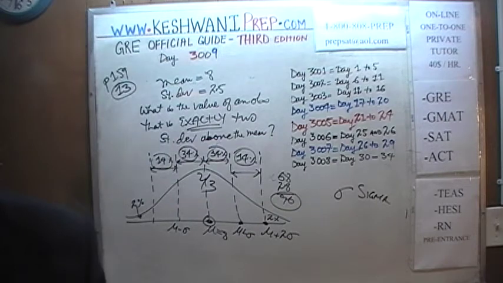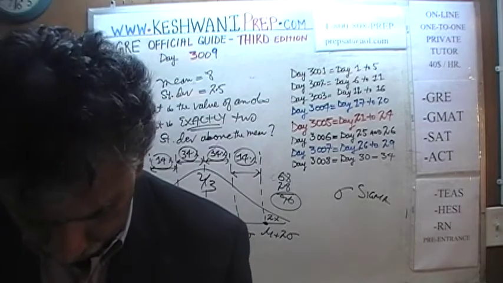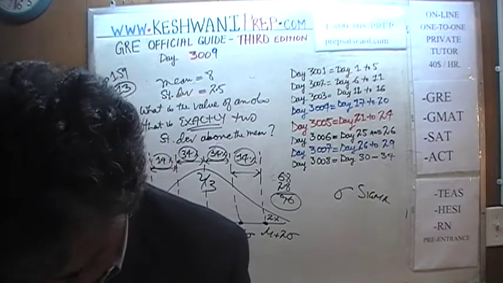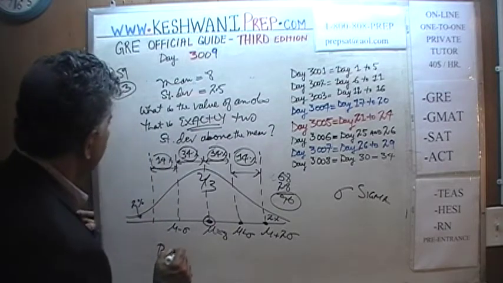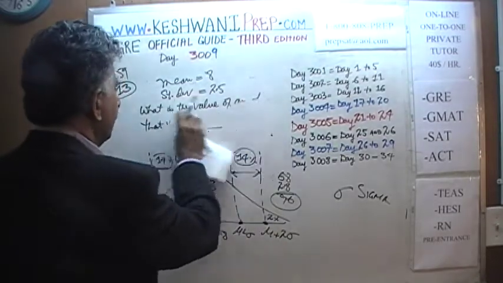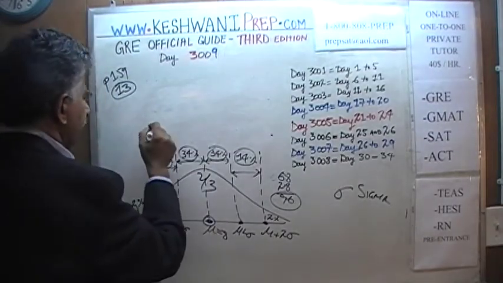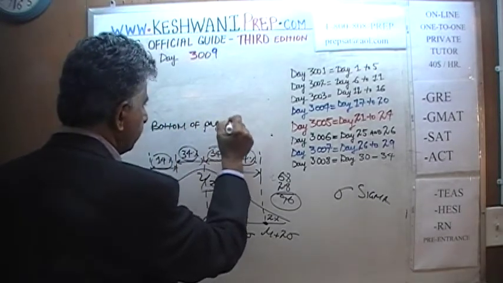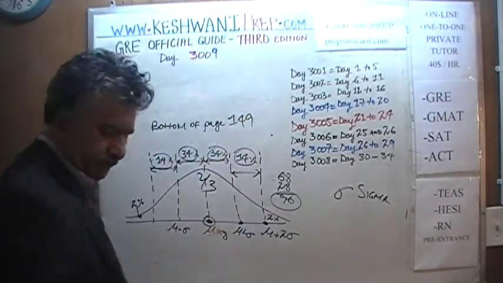Now I'll tell you why I shared this with you. This figure is something you will find at the bottom of page 149. If you turn to page 149, bottom. You were looking for something that is two standard deviations above the mean, remember that. So this is what you're going to find at the bottom of page 149. Do you understand?